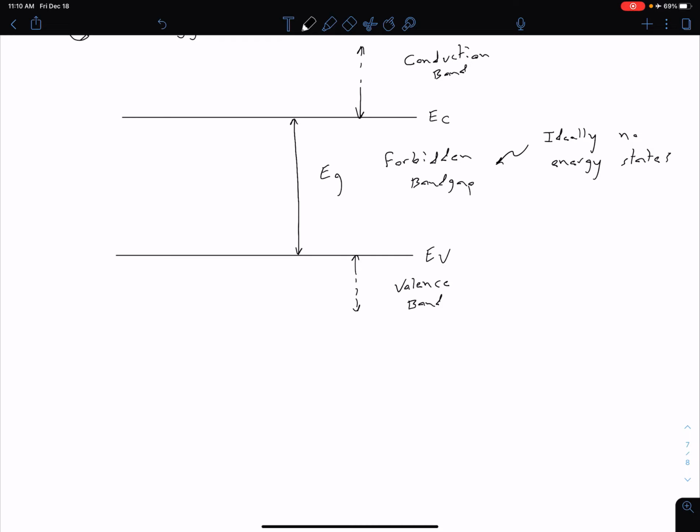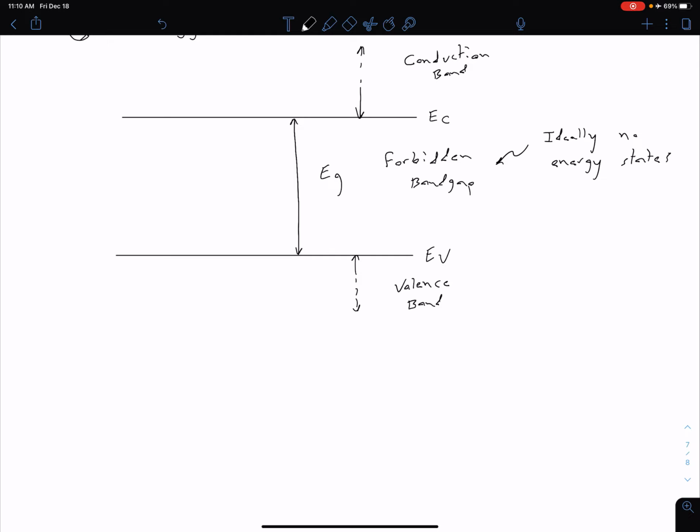The analogy I like to give is, let's say I'm standing in a classroom with a desk. I either have my feet on the floor. If I have enough energy, maybe I can jump up and get my feet on the table, but there's nowhere in between the floor and the table where my feet can be in a stable state. So it's either one or the other. I'm either on the floor, which would be like our valence band, or if I have enough energy, I can jump up to the table, which is like being in our conduction band. In practice, however, there are going to be some forbidden states in here, but again, that's a topic that's beyond the scope of this course.